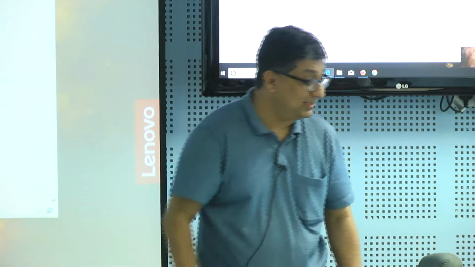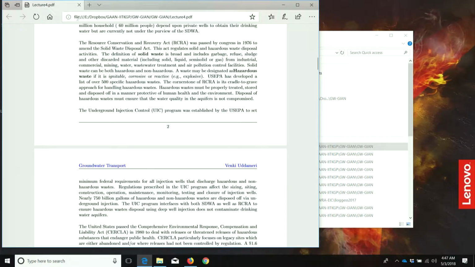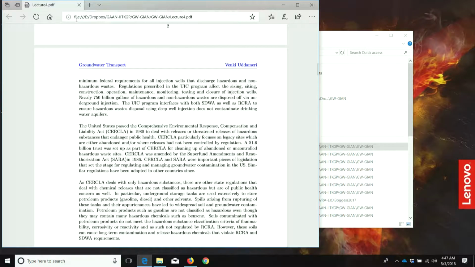We have to pass another law, so we have to come up with other regulation. So in 1980, they passed a law called the Comprehensive Environmental Response, Compensation, and Liability Act, or CERCLA. And CERCLA is where environmental risk assessment became popular.